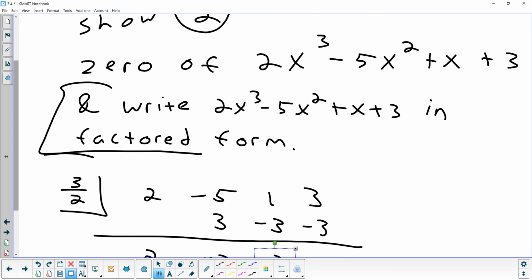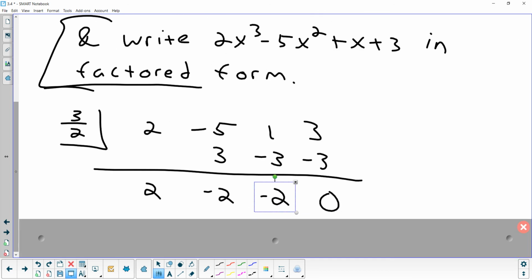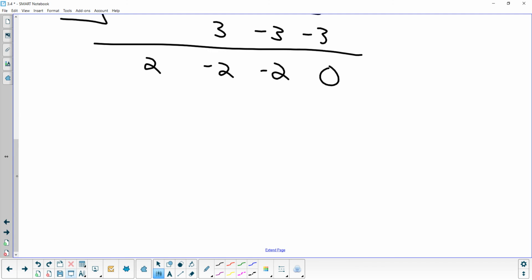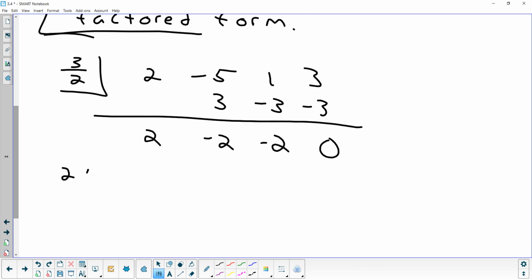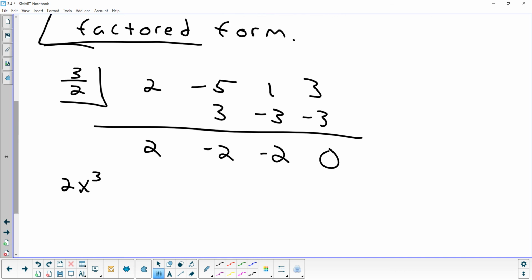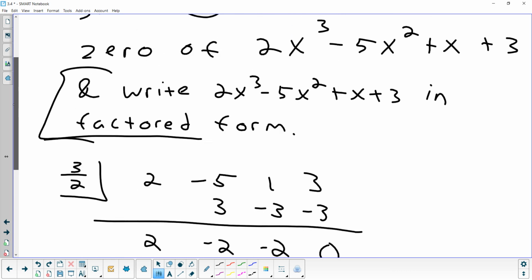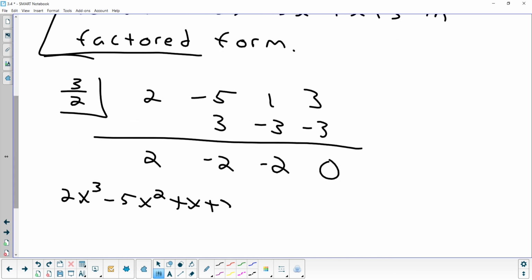Now, they want us to factor that. So, we've done all the work to do that. We just have to write it down. 2x cubed minus 5x squared plus x plus 3. Well, what did we just prove was a factor by doing the synthetic division? Tyler? 3 halves. We proved 3 halves is a root, so we proved that what is a factor?